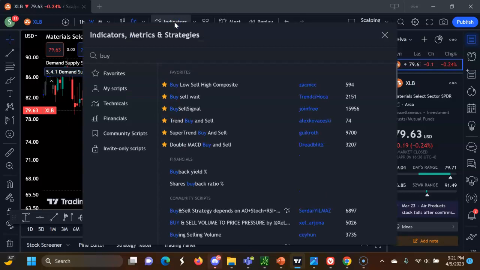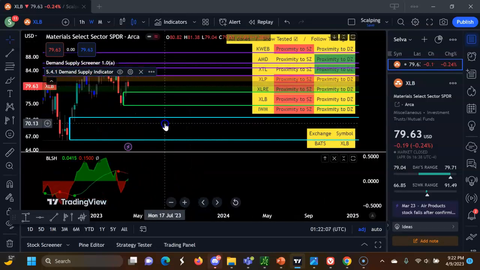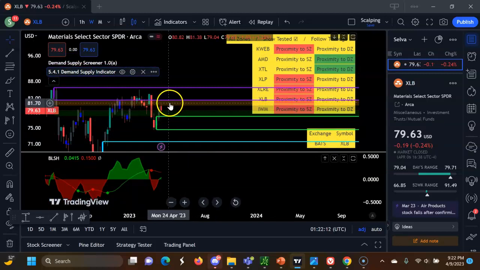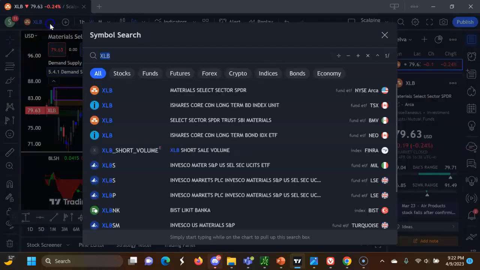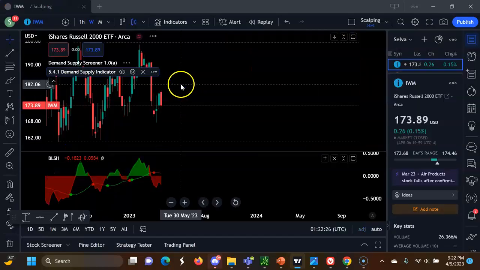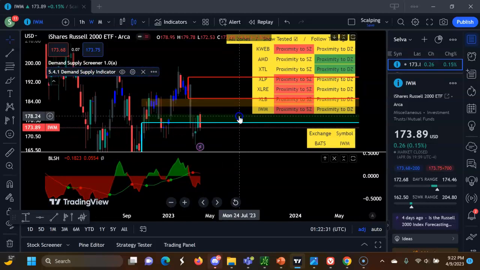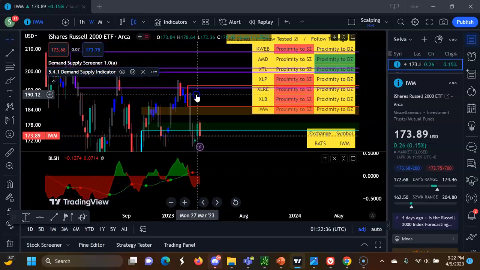Buy. Okay, you can see here it is approaching the zone where it can reverse. It already has reversed multiple times here. Okay. Now let's look at IWM. So it's going to hit this resistance zone here.